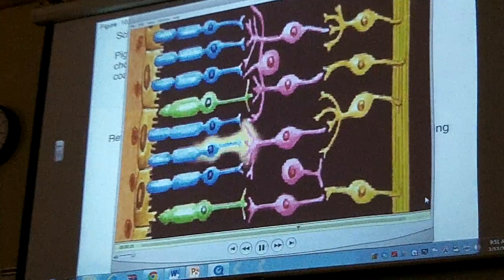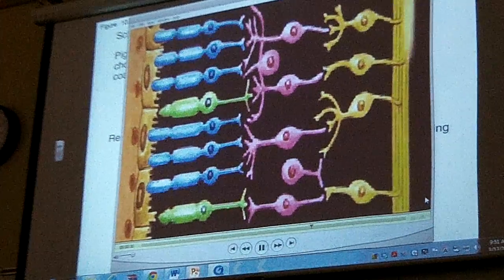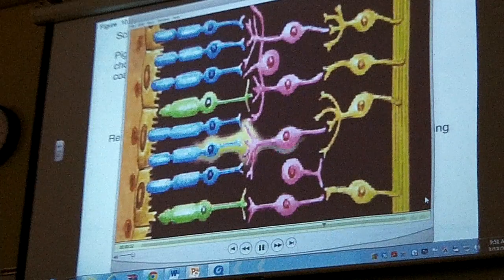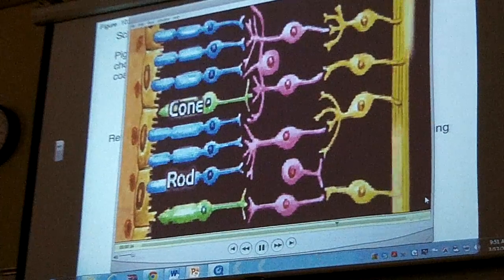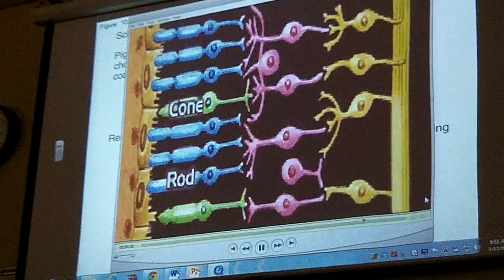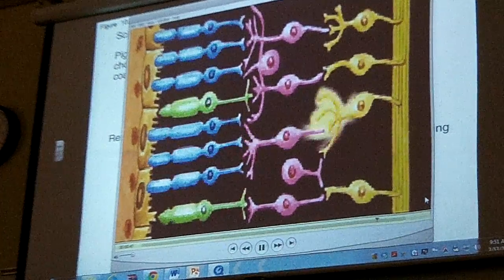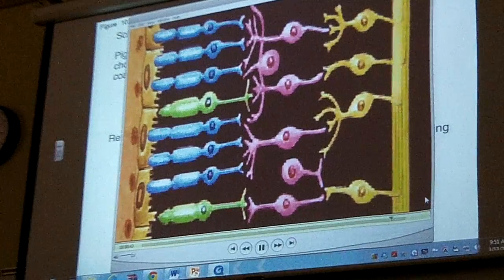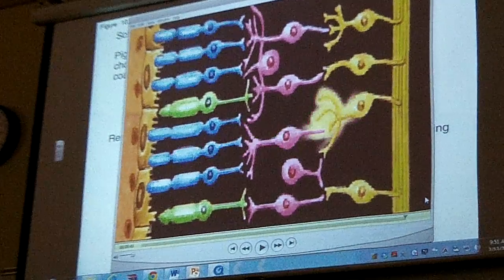Central to the sense of vision is the transduction of light energy into electrical energy by cells in the retina called rods and cones. Cylindrical-shaped cells called rods are responsible for the perception of light and dark. Conically shaped cells called cones are sensitive to red, green, or blue light.